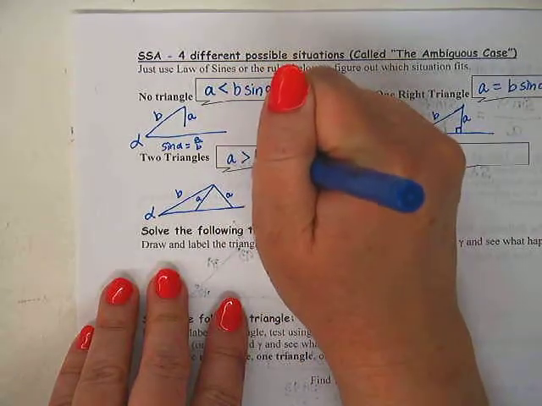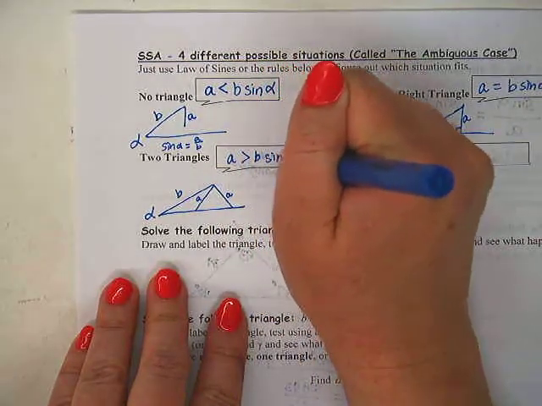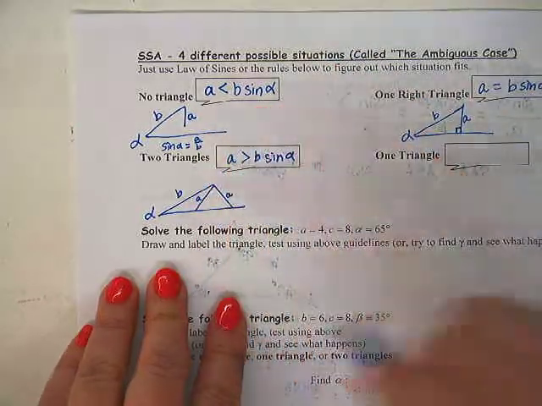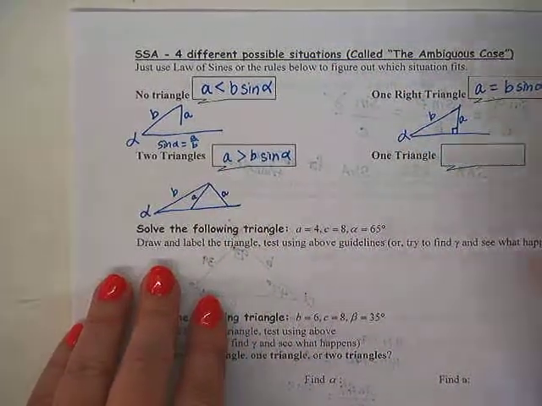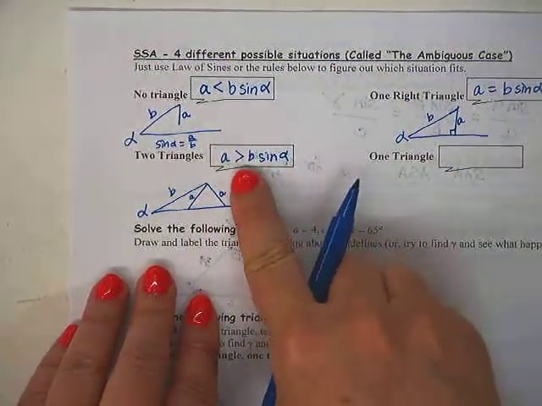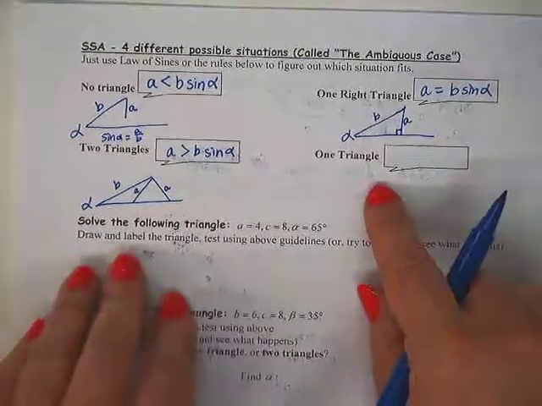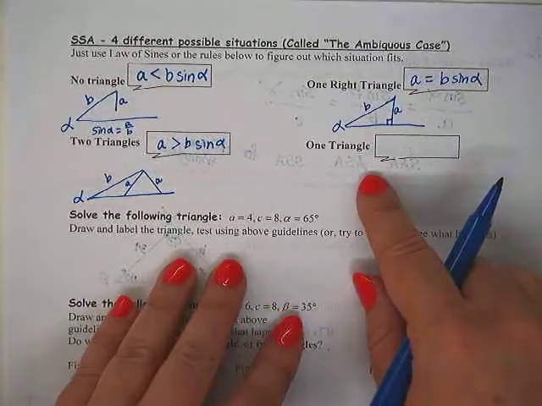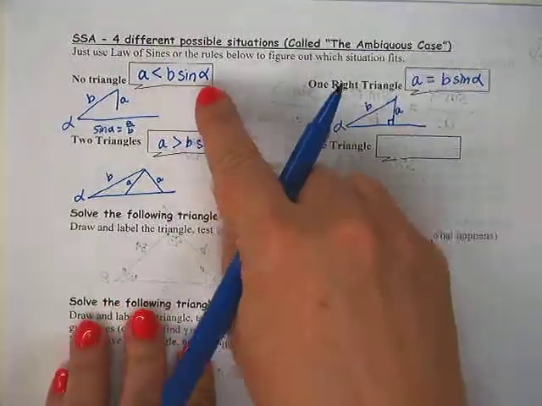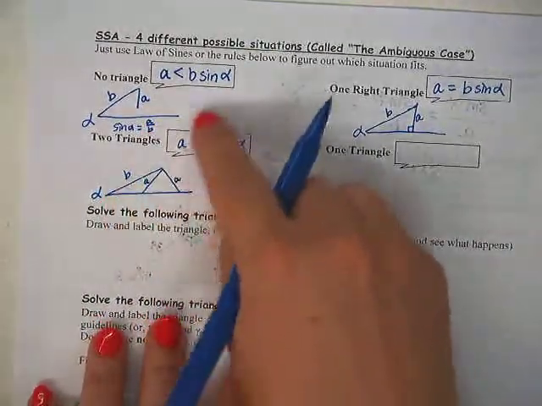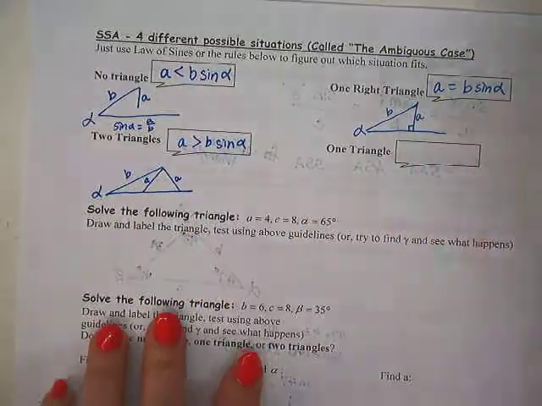So you can have two different possible triangles. That's when A is longer than it needs to be to reach straight down. It has to swing one way or the other because it's too long to go straight down, right? So it's greater than. Then it's actually possible to get one triangle another way.